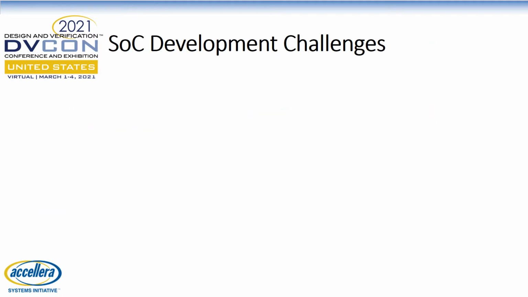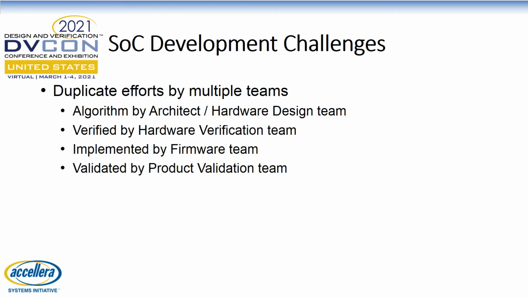Now, if we think about the development of a system on chip or SoC device, there are additional challenges that come into play. For one thing, there are more teams involved. You have the development of the algorithms and the high-level approach by the architects and the implementation in RTL by the hardware design team. You have the hardware verification team that has to make sure that the RTL works as expected. You have the firmware team who develops the low-level driver software that talks directly to the hardware, and then the product validation team.